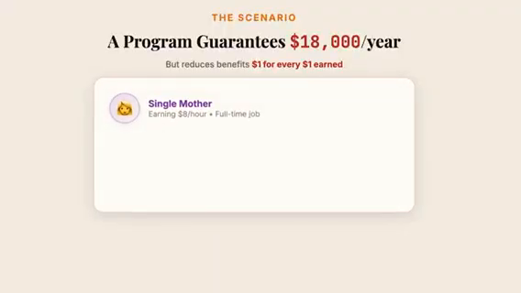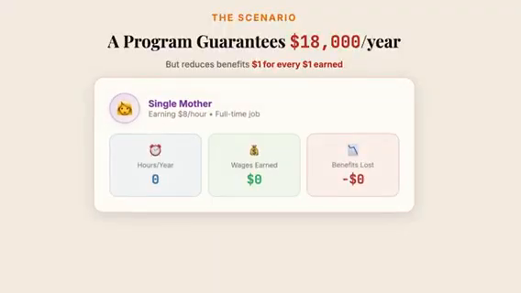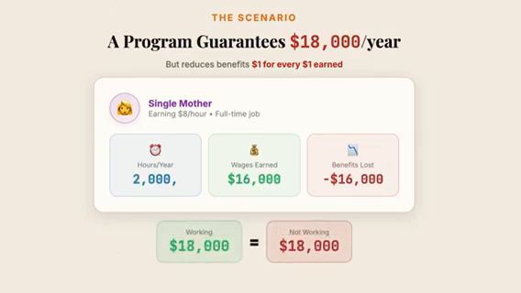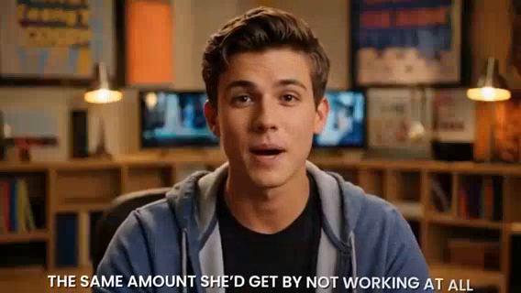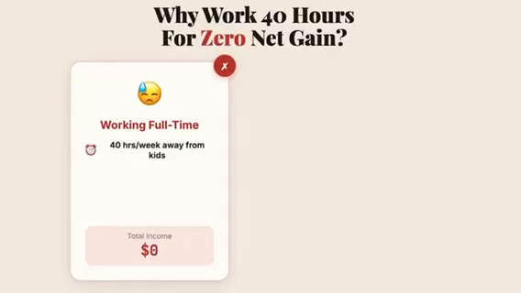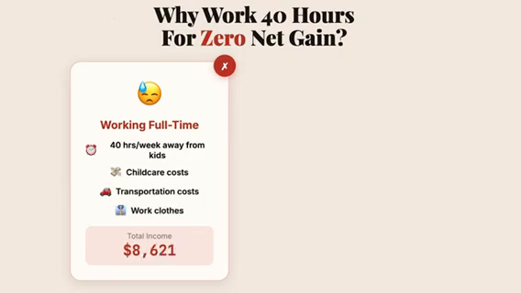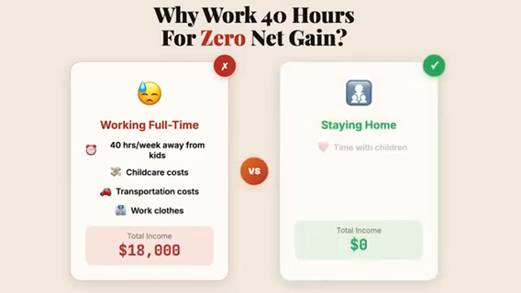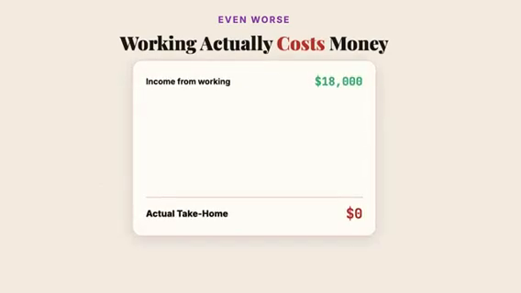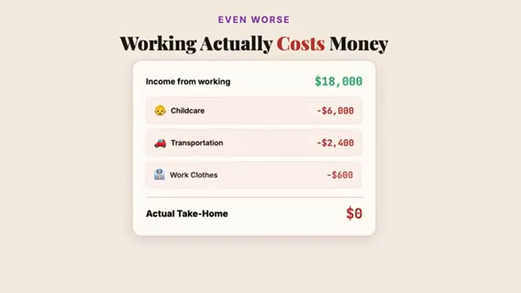A single mother earning $8 an hour could work 2,000 hours a year, a full-time job, and still end up with exactly $18,000, the same amount she'd get by not working at all. Why give up 40 hours a week with her kids for 0 net gain? That's the poverty trap. When benefits phase out dollar for dollar, working brings little or no reward. And the trap is even worse in real life because working costs money: childcare, transportation, work clothes.